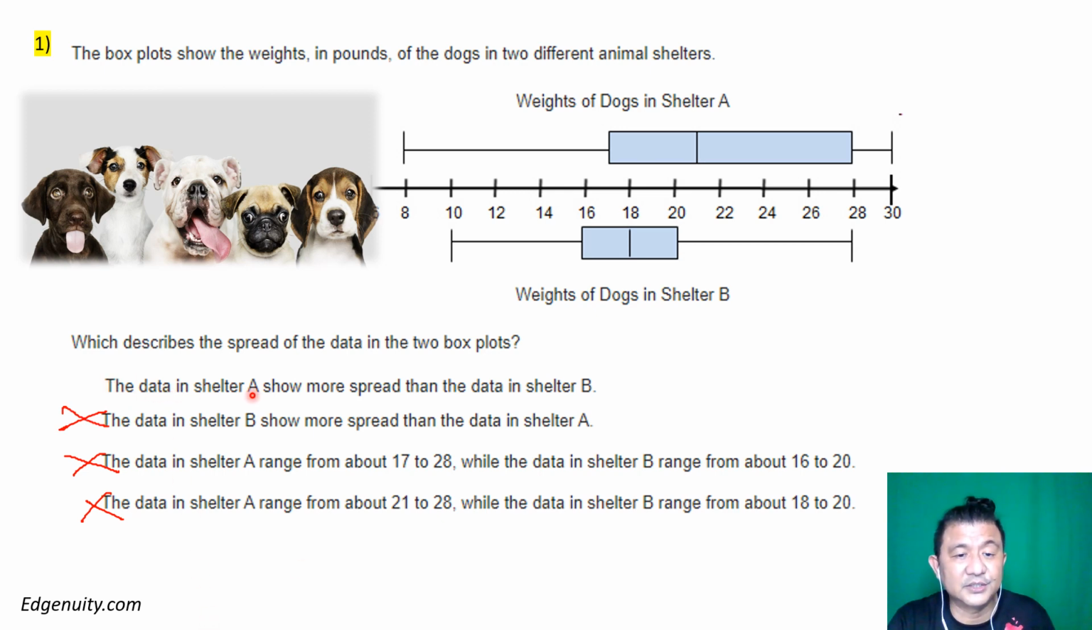The data in shelter A shows more spread than the data in shelter B. Why? Because look, it's longer than this one. Even the 50% is longer than the other 50%. So this is our answer. Check.